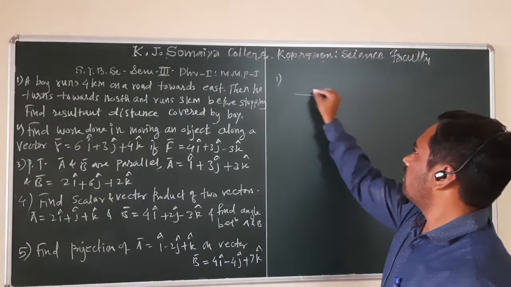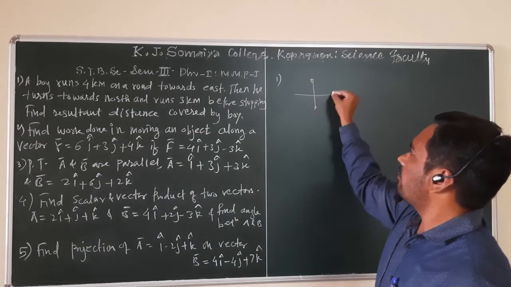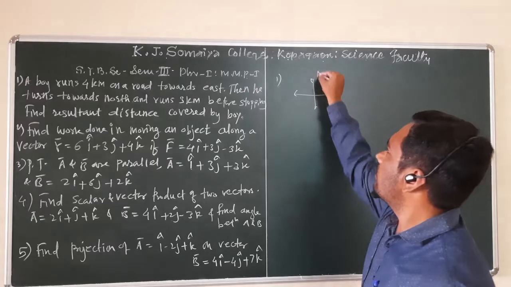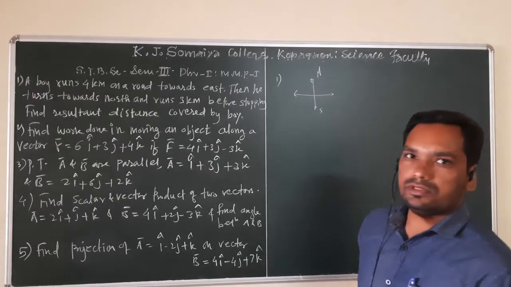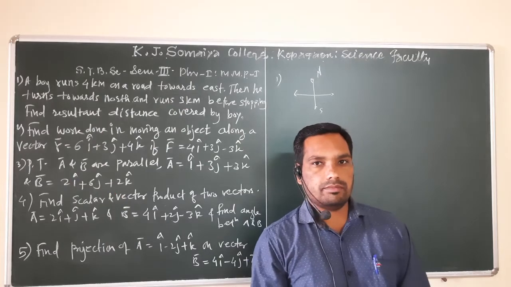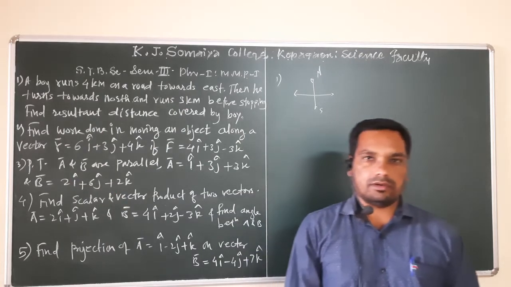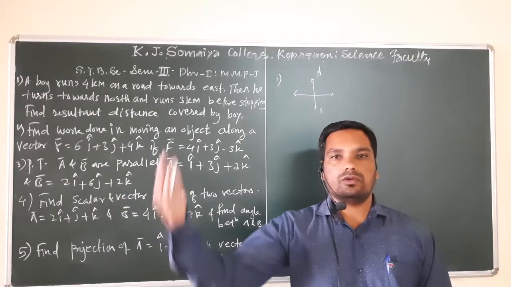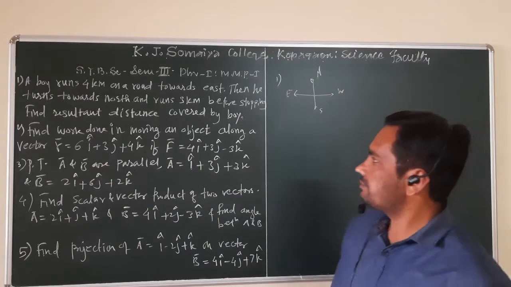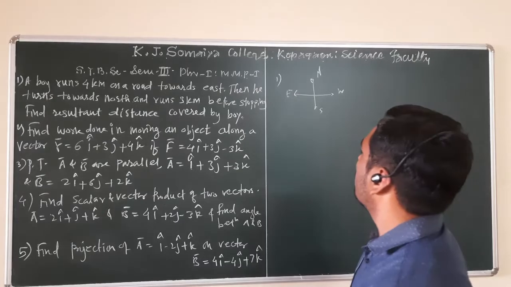First of all, draw a diagram which specifies directions. Okay, we know north and south, and if we stand like this, then towards the right hand side is east and west.